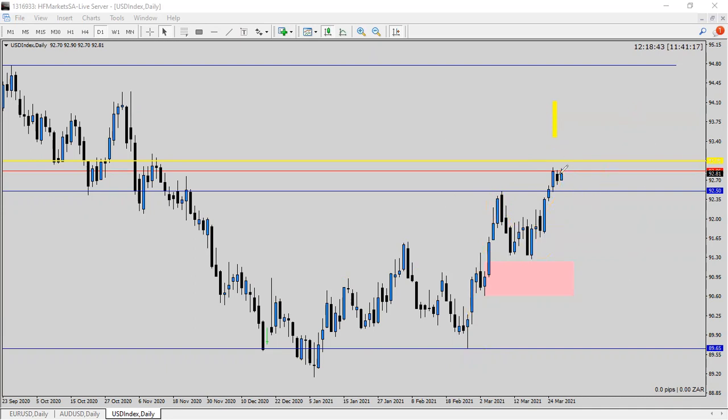However, what I'm expecting is price to actually come into this area, this yellow line that I've got marked in here at around 93.05, and I'm looking to see price drop from that level, most likely back into this pink level that I've got marked up in here. Why? Because we've got a rally base and we've got another rally in here.